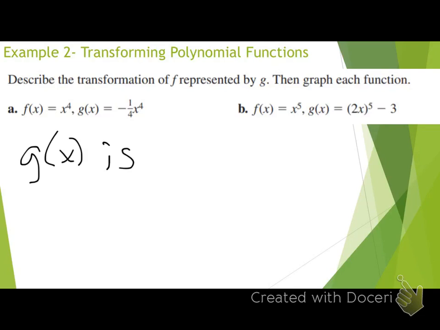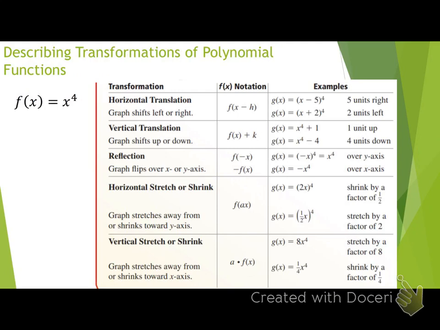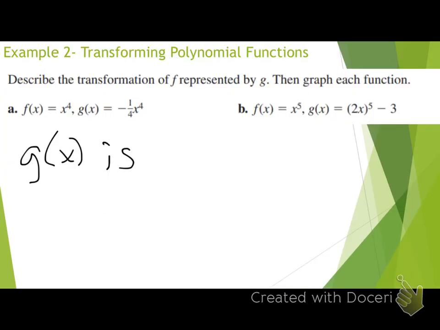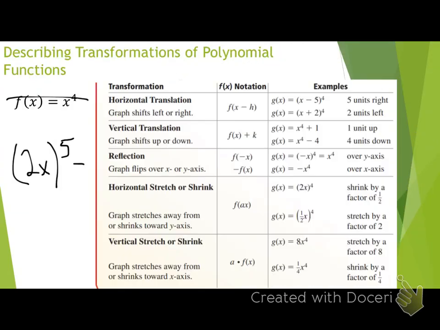Okay, let's go look at our chart. You're going to need to know how to do this. Am I adding or subtracting inside the parentheses? Say that again. 2x to the 5th minus 3. It's a vertical translation. Am I adding or subtracting inside the parentheses? No. So is this a horizontal translation?